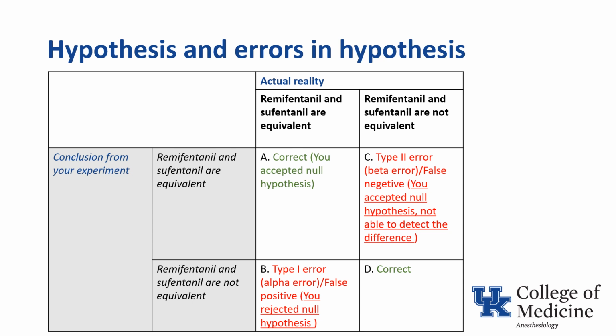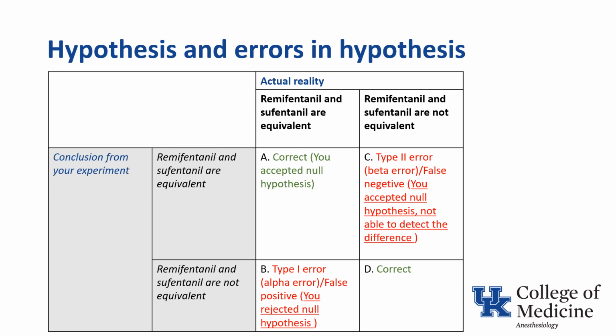On the other hand, look at box B. The actual reality is that remifentanil and sufentanil are equivalent. However, you're rejecting that null hypothesis. In other words, you're saying that they are not equivalent. In this scenario, you have committed a type 1 error, also called alpha error.